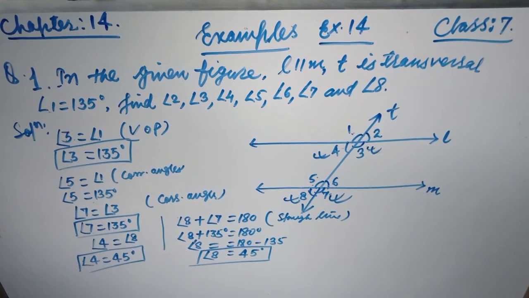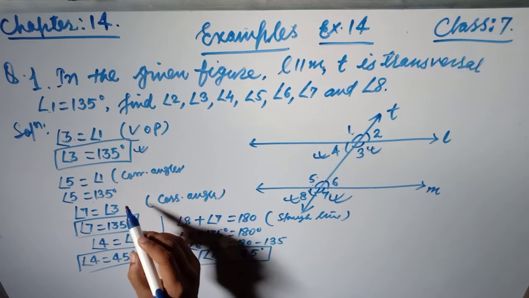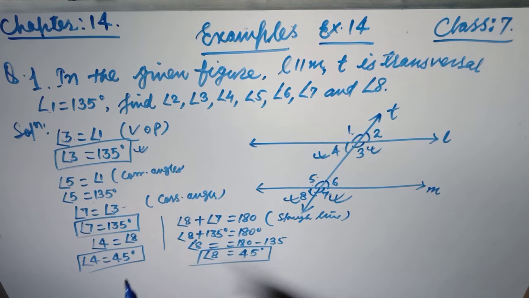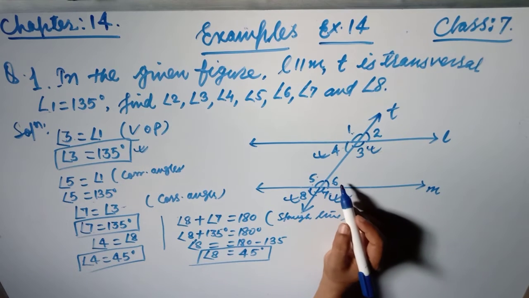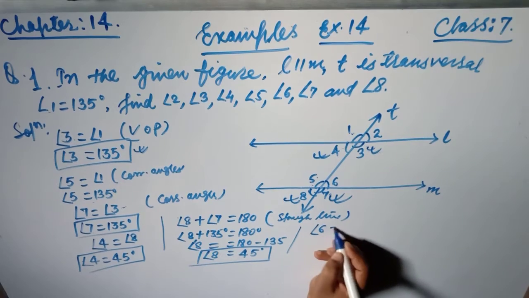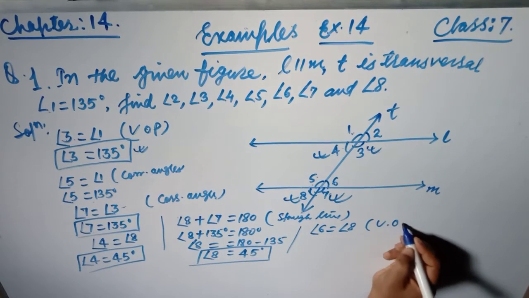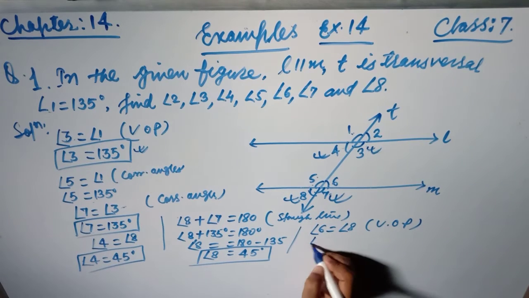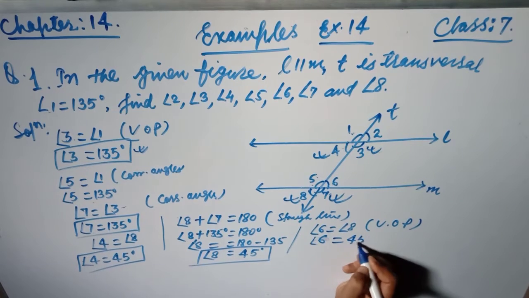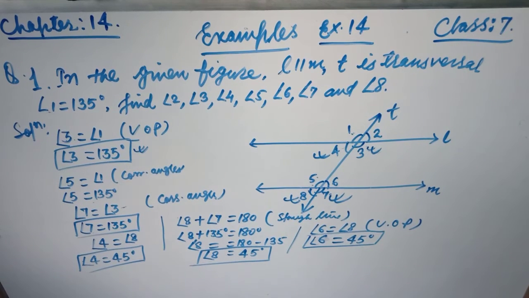So now here friends, angle 3 is found, angle 1 is given, angle 4 is found. Now angle 6, look at this angle 6, this angle 6 is equal to angle 8, vertically opposite angle friends, look at this vertically opposite angle. So angle 6 is equal to angle 8, the value of angle 8 is 45 degrees, so this is also 45 friends. Hence we can easily find all the angles. I hope we found all the angles.